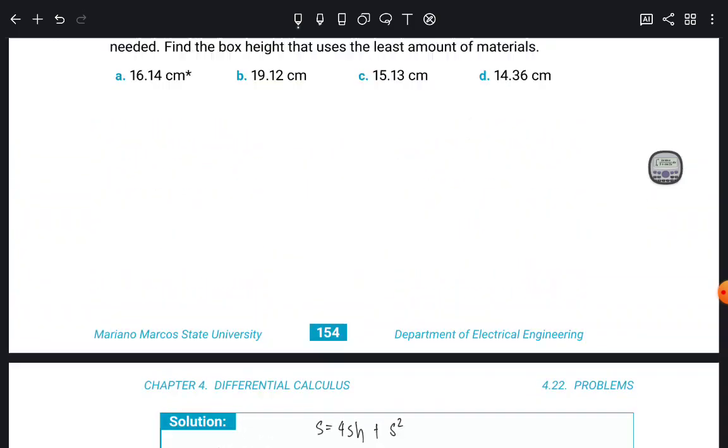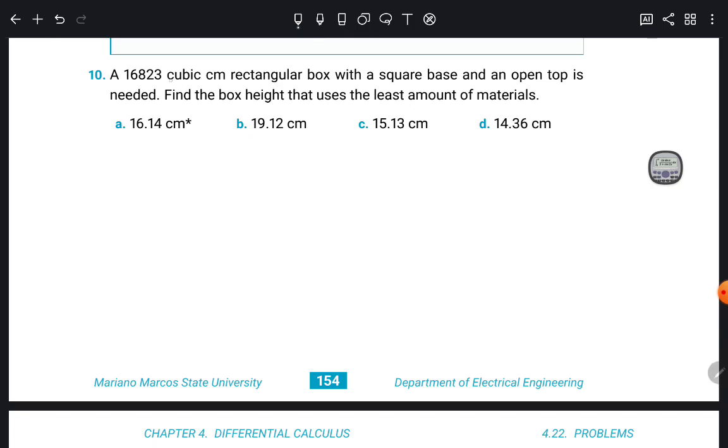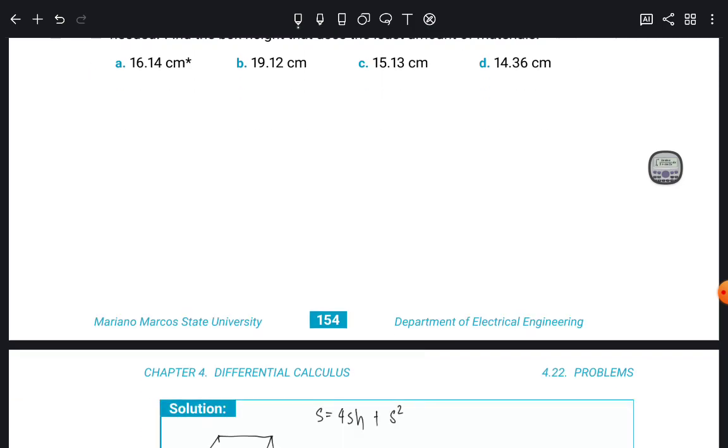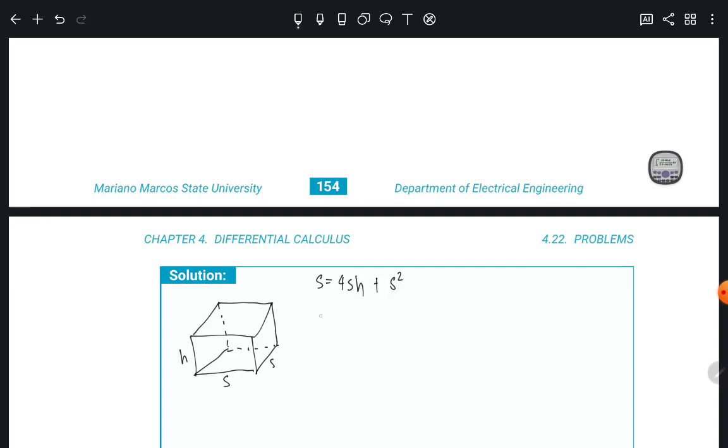So if you look at the problem, there's a given cubic centimeter. So it's a volume. So it's a constant volume. The volume is given, it's 16,823. So we can use that to relate our S and H. If we try to solve for the volume, what will be the volume for this rectangular box? We just multiply the area of the base and the height. The area of the base is S squared and the height is just H. And we know that this is equal to 16,823 cubic centimeter.